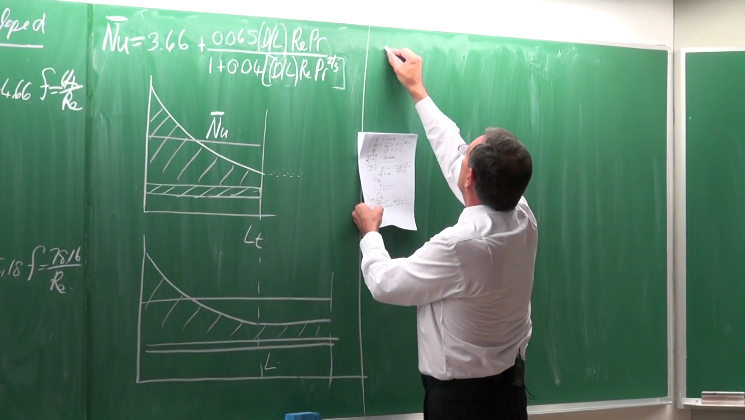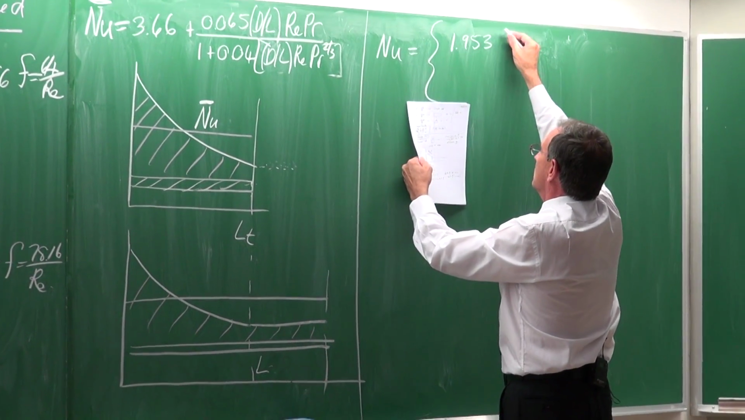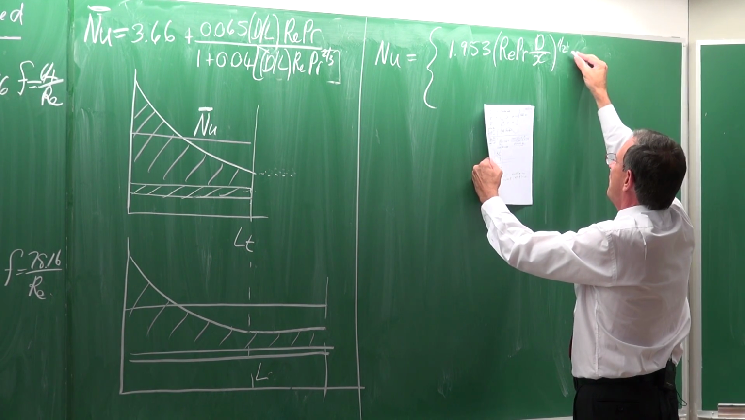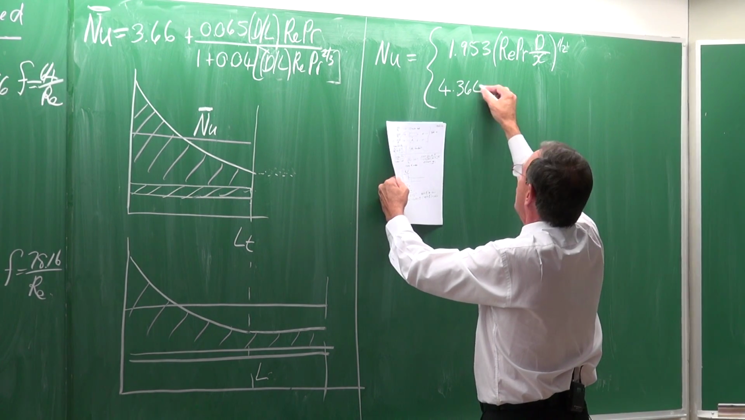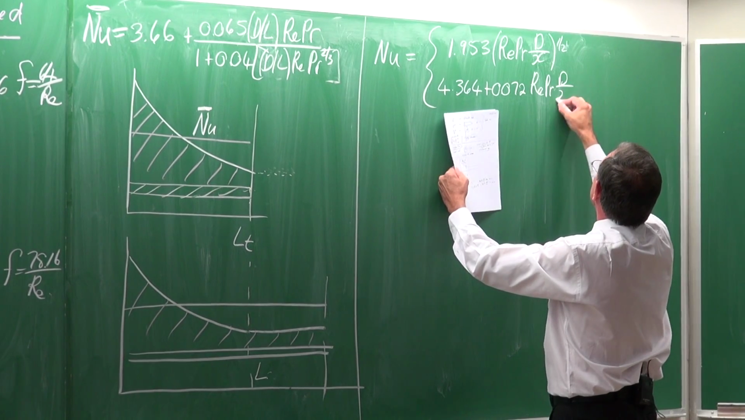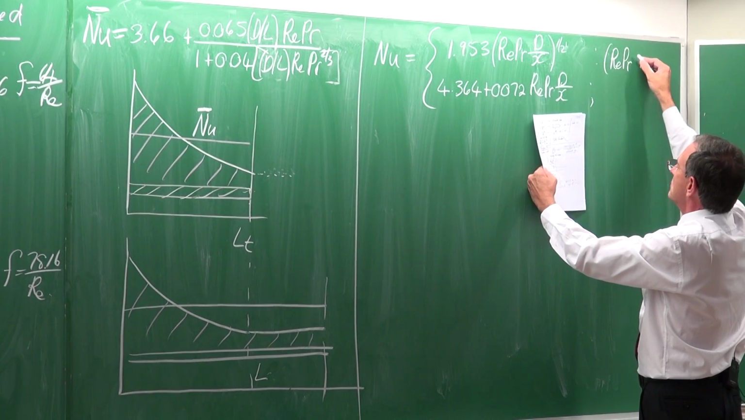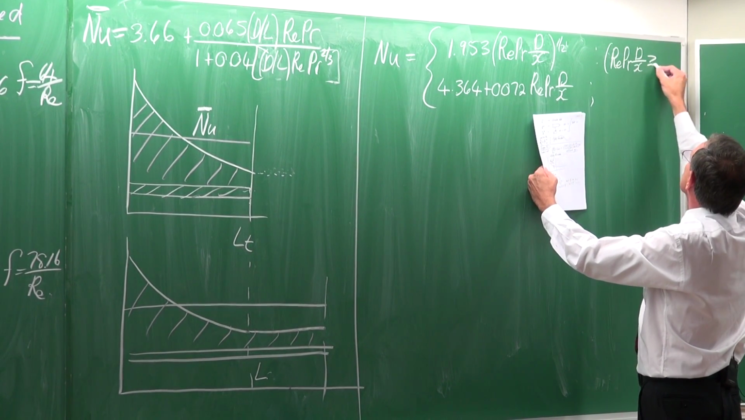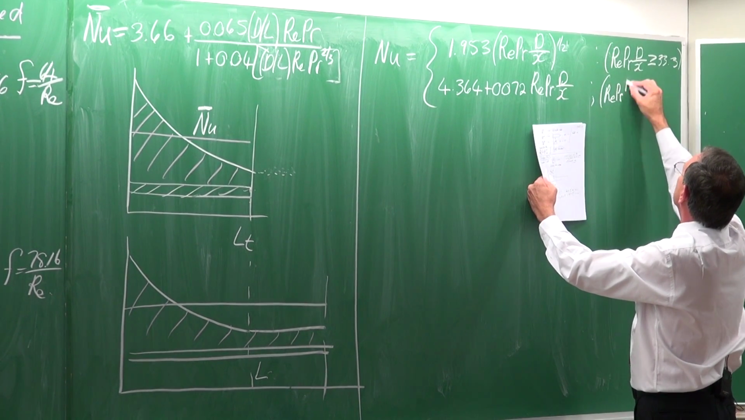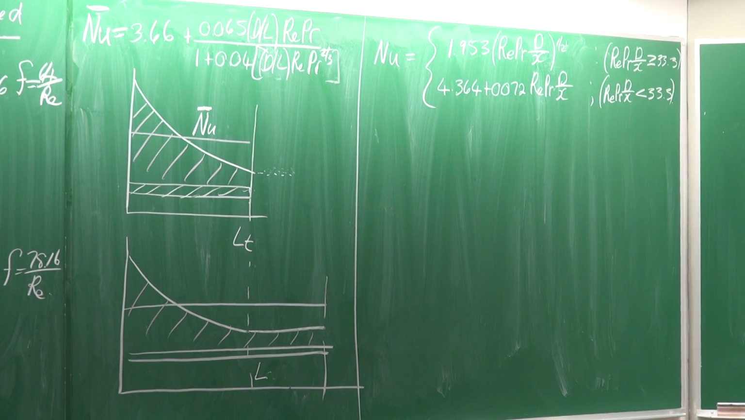I think it's the Shaw equation, and it gives the Nusselt number as the following: 1.953 multiplied by the Reynolds, the Prandtl, D divided by X to the half, and 4 plus 0.364 plus 0.072 multiplied by the Reynolds number, the Prandtl number, D divided by X. Those two equations are valid for different ranges. The first one is for Reynolds multiplied by Prandtl multiplied by D divided by X larger than 33.3, and if it is smaller than 33.3, then you use the other equation. Okay, so this is the equation for constant heat flux.